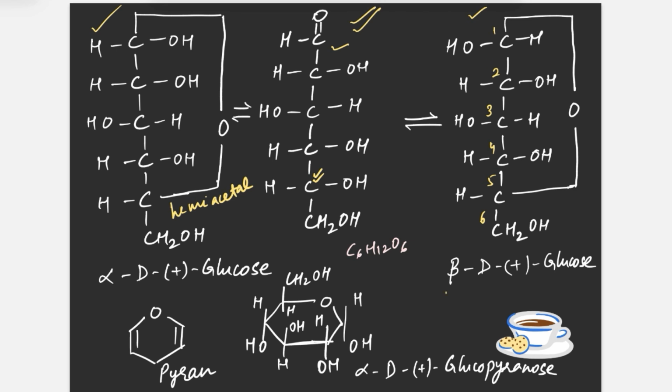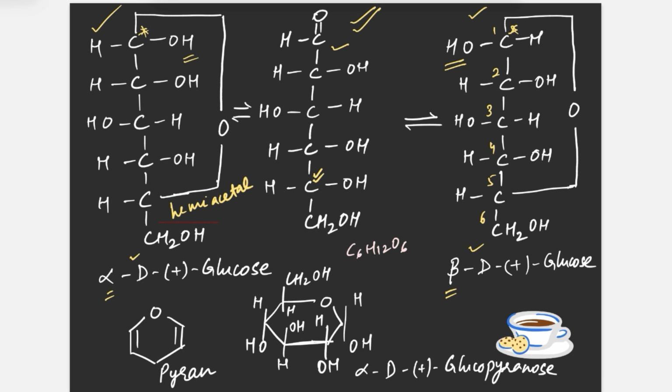Now what is beta glucose? What do you mean by the terms alpha and beta? ये जो chiral carbons है glucose में, इसमें जो first chiral carbon है, this is the first chiral carbon. If the OH group of this chiral carbon is on the left hand side, then it is known as beta glucose. And if the OH group on the chiral carbon is on the right hand side, then it is known as alpha glucose. Now what does this D indicate?